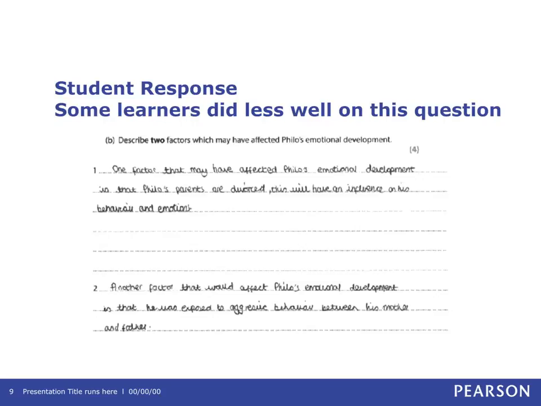Here is a 2-mark example of the same question. You will see in the first example the learner has provided a correct factor: the parents are divorced, but has not been specific in providing a behavior. In the second example, the learner has provided a behavior, but not a factor in Philo's life.